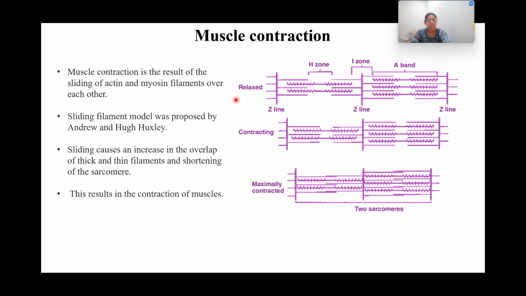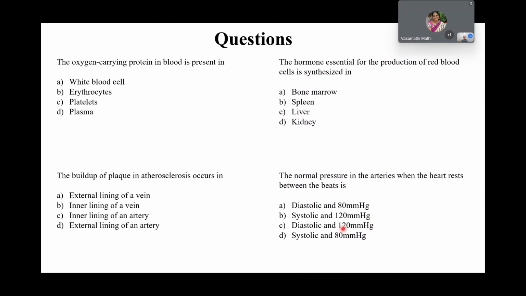The next questions are: the first is, the oxygen carrying protein in blood is present in which of these cells? Next, the hormone essential for production of red blood cells is synthesized in which? If you could remember the hormone name, that would be great as well. And where is it synthesized?